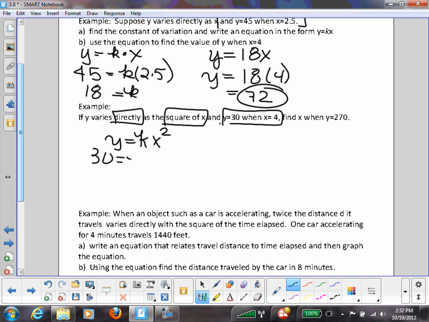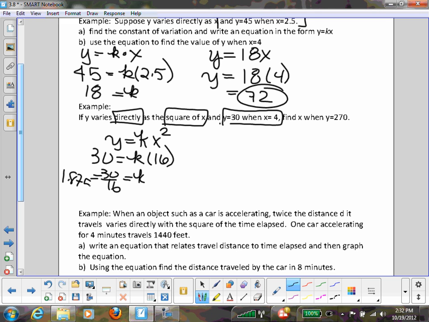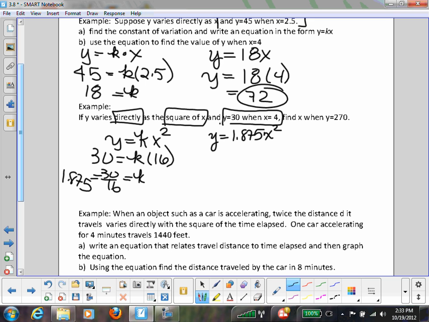Y is 30, x is 4, which when you square it is 16, correct? So k is equal to 30 over 16, which reduces down to what? No rounding. Keep it 1.875. What's my basic equation then? Y equals what? K x squared. That's my basic equation. The only reason I got 1.875 was because I squared my x. Okay? Find x when y is 270.